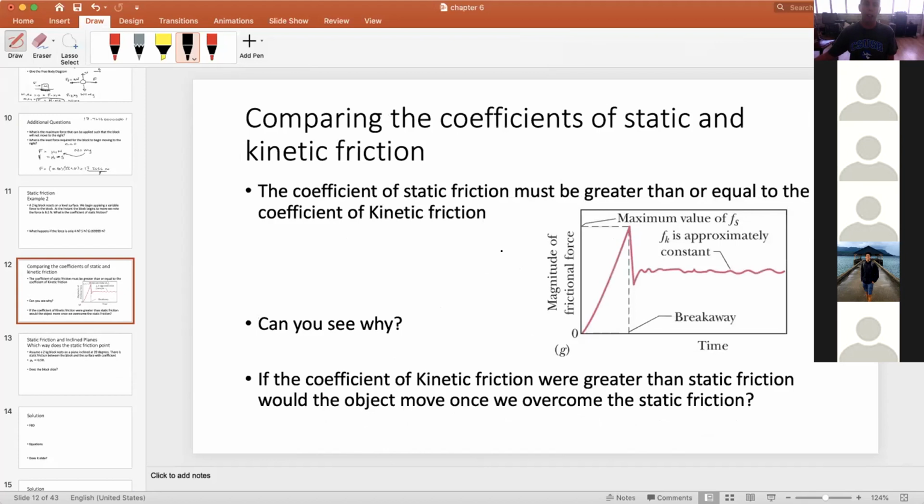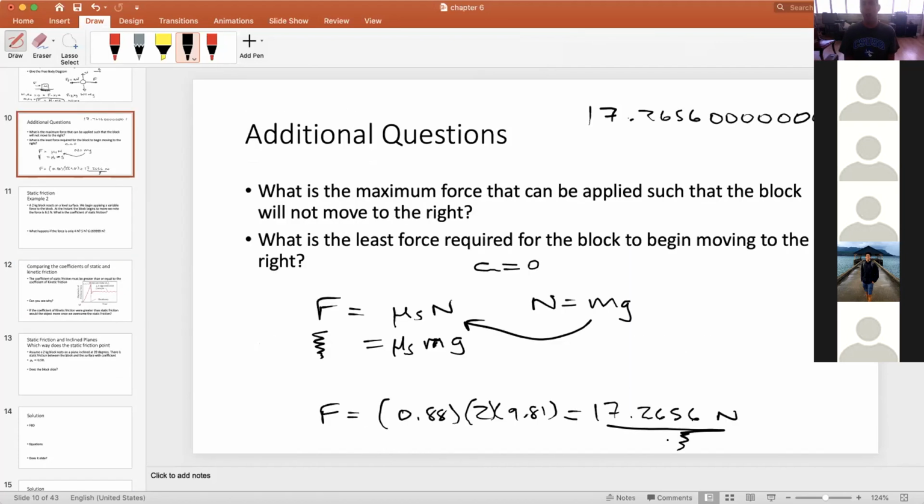If I apply a force of 17.2656 newtons, it doesn't move. If I apply a 2 Newton force, it doesn't move. These two questions right here: what is the maximum force that it will not move to the right? What is the least force to begin it to move? We're assuming that this is the maximum and that any incremental force beyond it, it suddenly starts sliding. If you put your hands together and see how much force, it's that break point right when it starts moving.